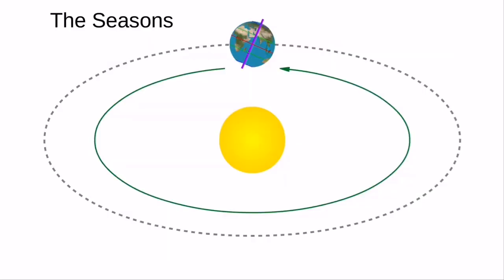Now that we understand the effects of Earth's axial tilt, let's look at how that produces the seasons. The Earth's tilt stays the same as it orbits the Sun. The tilt does vary over thousands of years, but we can ignore that over a human lifespan.